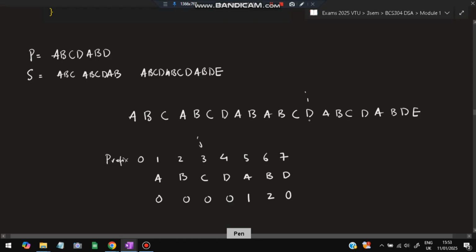Now, what is I? I is D. What is J plus 1? J plus 1 is also D. Whenever it comes same, you have to increment it. Once we increment it, again we'll be checking.